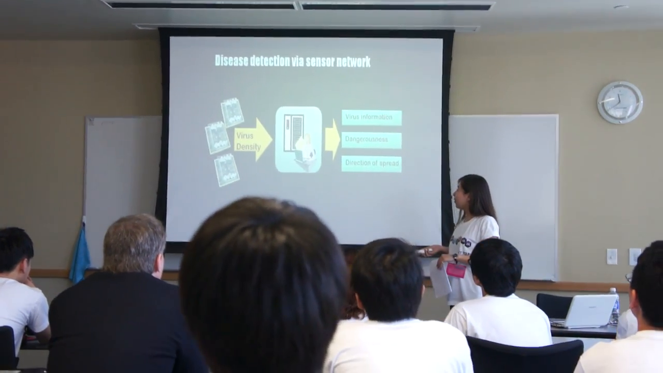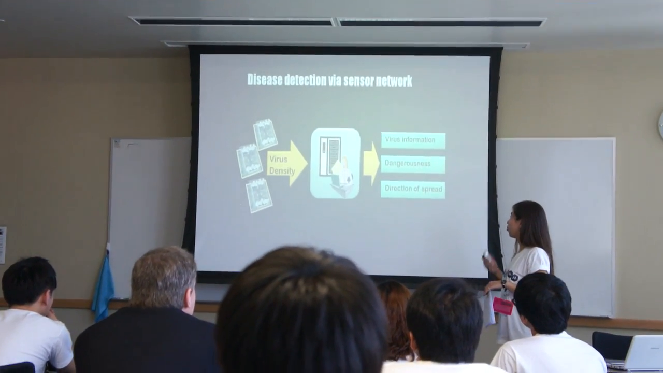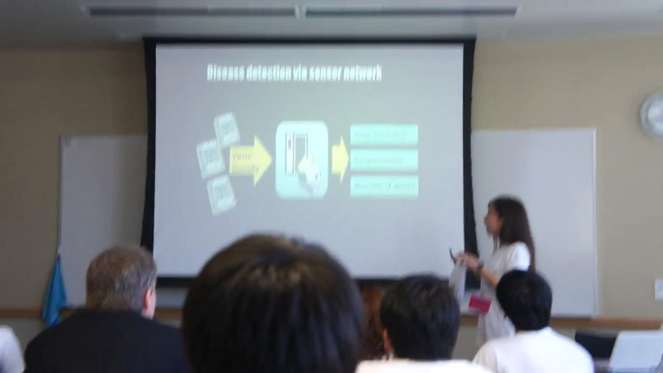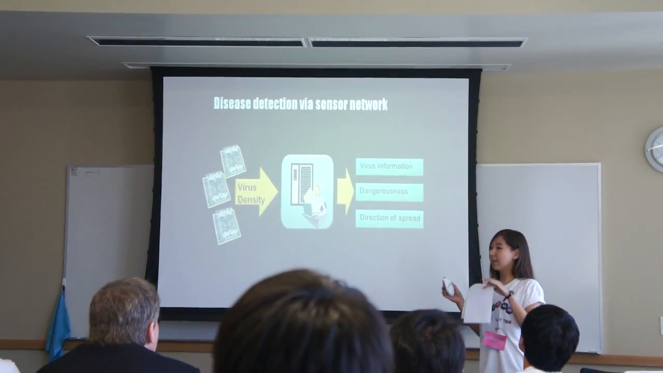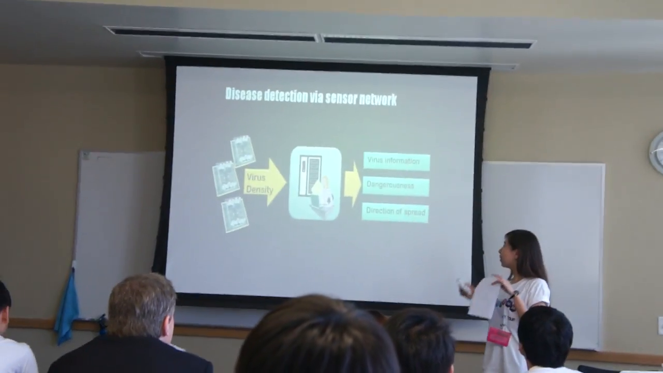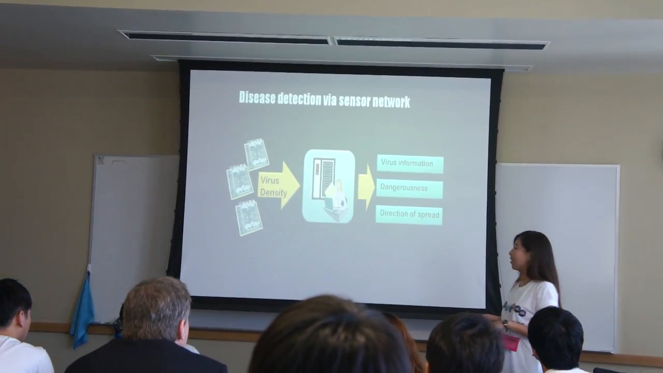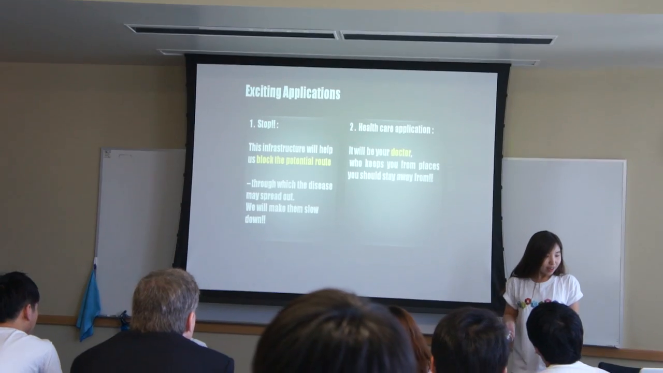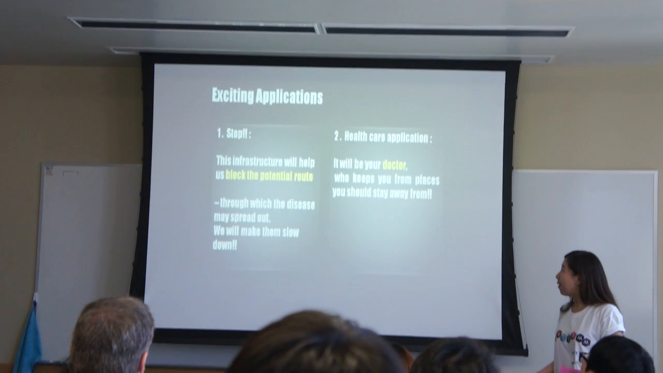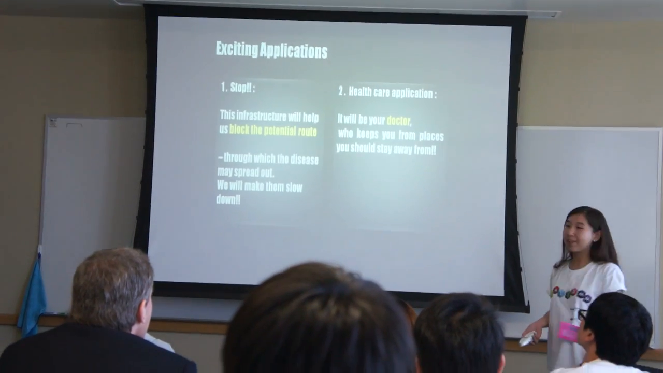So when virus density data is going to the data center, we can think of three things. First of all, we can know what kind of virus it is and where it has come from, because we know the location information of the sensor. And then how serious that virus is and the direction of spread. So here are our two exciting applications. The first one is blocking the potential route. The second one is providing a healthcare application.